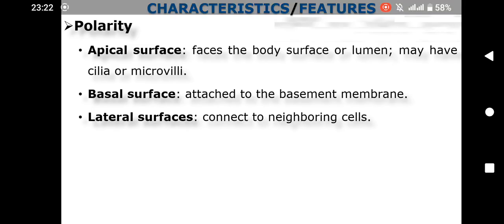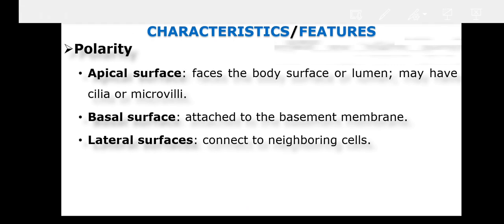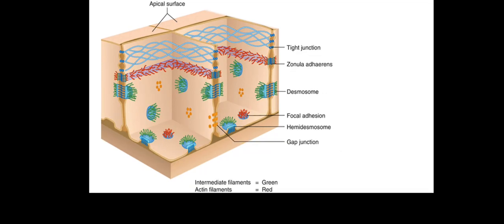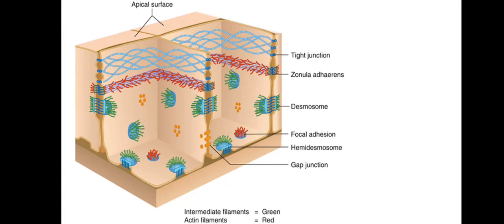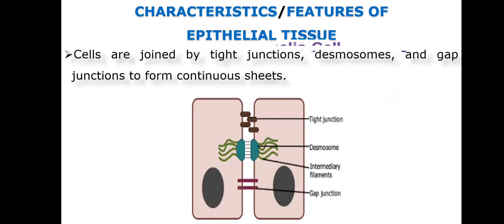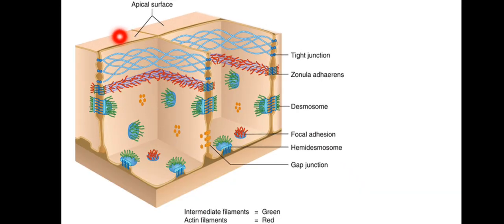So we're going to say epithelial tissue has the polarity feature. What do we mean when we say it's polar? It simply means that it has got two sides. It has got the top part and the basal part, or the down part. So, for example, if I show you this diagram, this is what we mean. When we say it's polar, meaning there are these two parts.